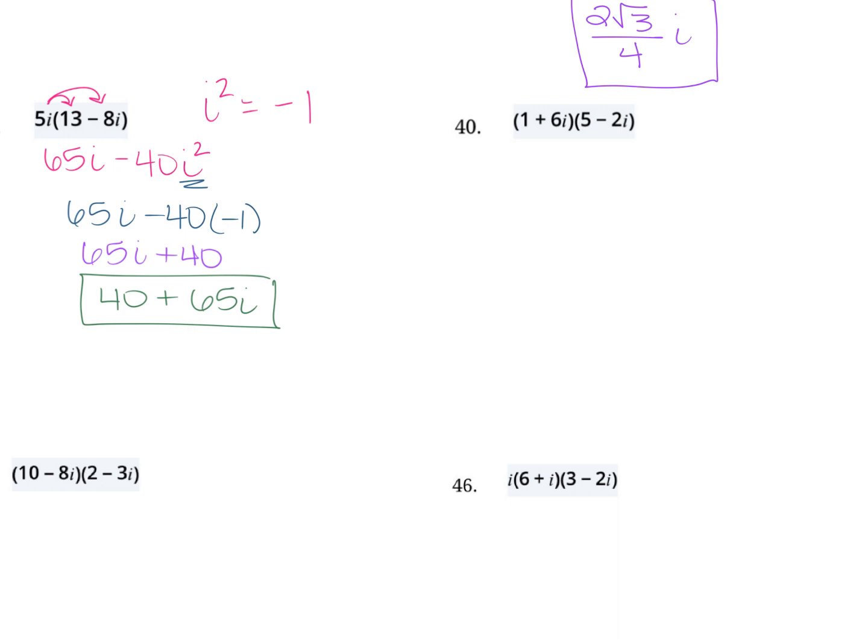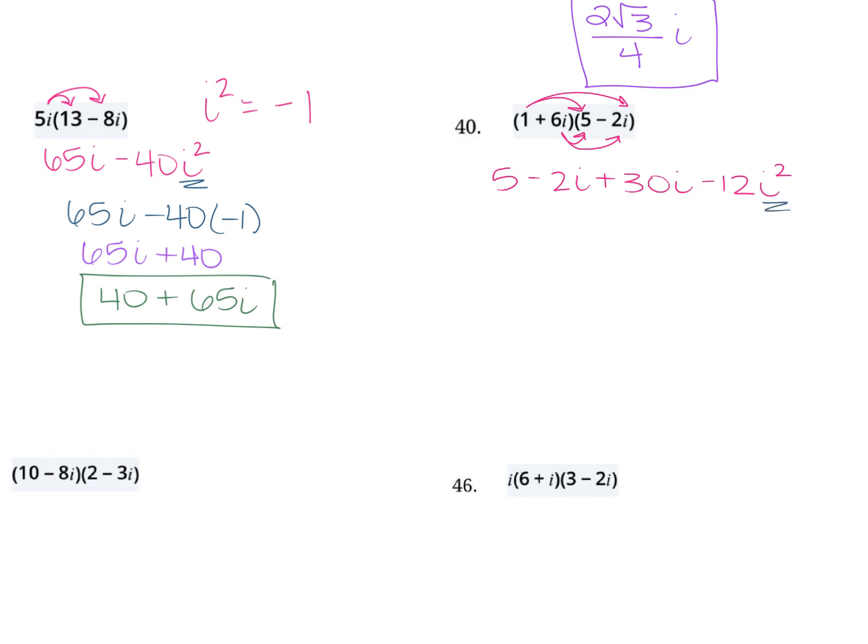For 40, you just have a binomial times a binomial. So you're going to distribute or FOIL this out. So you have 1 plus 6i times 5 minus 2i. We're going to start with the 1 times 5, which is 5. Then the 1 times negative 2i is negative 2i. 6i times 5 is 30i. Then 6i times negative 2i is negative 12i squared.